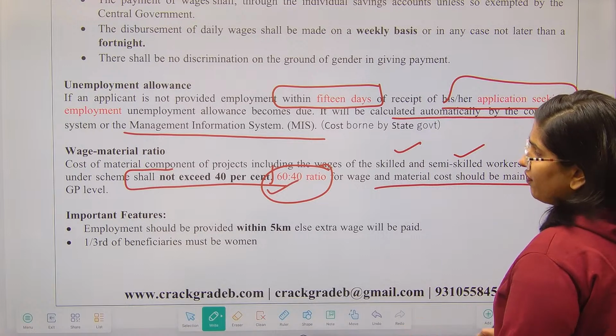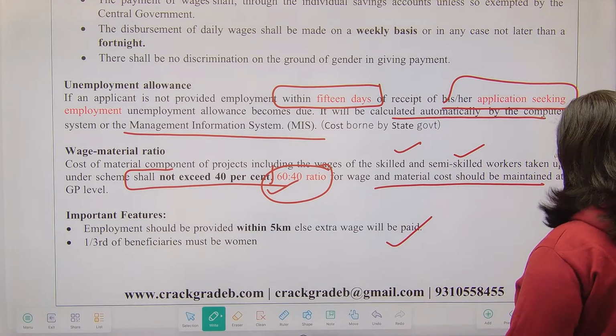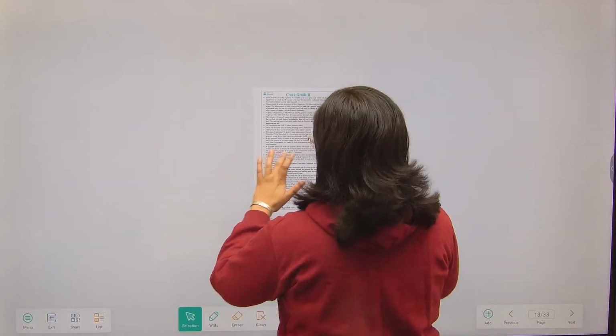Now, important features are that employment should be provided within 5 kilometers. One third of the beneficiaries should be women, right? So these are all the features of it.